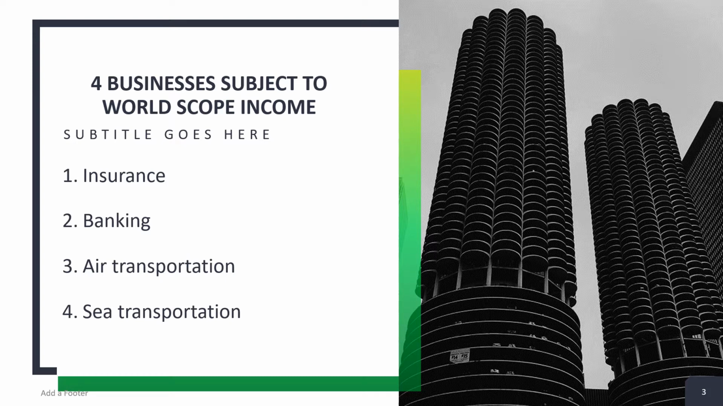So these four types of income are more exposed to double taxation. Okay, but other income is also probably subject to double tax in certain circumstances. So these four businesses are insurance business, banking business, air transportation, and sea transportation.